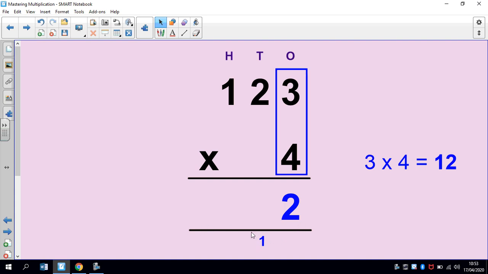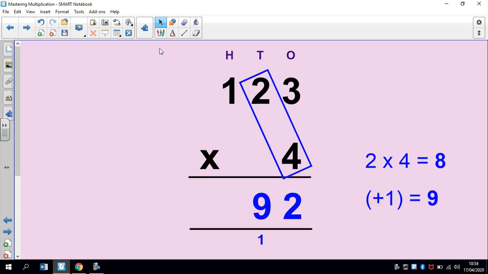It's really important to have this line, guys, and that you've drawn it with a ruler, because it separates us from the answer and avoids any confusion later on down the line. So place the 2 in there, regroup the 1, done. First step completed. Well done.